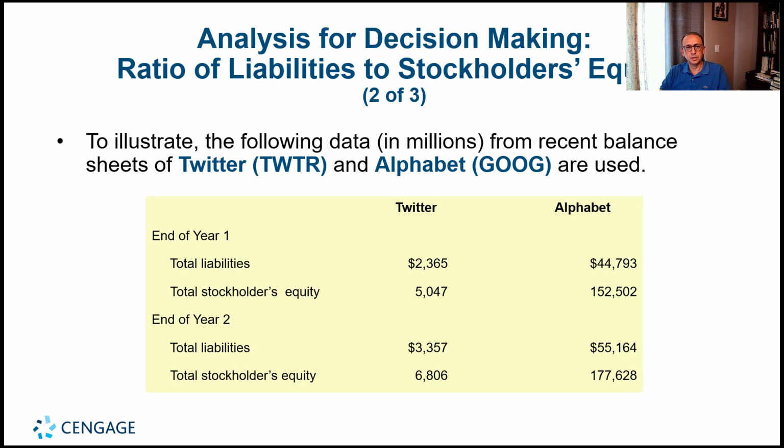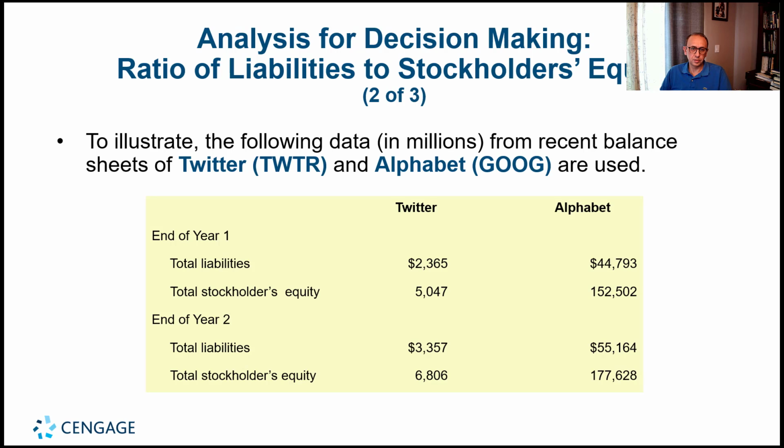So let's see this example. The following data, which are in millions, are from a recent balance sheet for this company called Twitter, which I'm sure all of us have heard of before, and Alphabet, which is the new name for Google, or the official business name for Google. So we are comparing Twitter to Alphabet. For year one, the total liabilities were $2 billion, and for Alphabet it is $44 billion, or close to $45 billion. Total stockholders' equity is $5 billion, and for Alphabet it is $152 billion. You can see that Alphabet is much larger compared to Twitter. But with all consideration, Twitter is also considered a very large company.